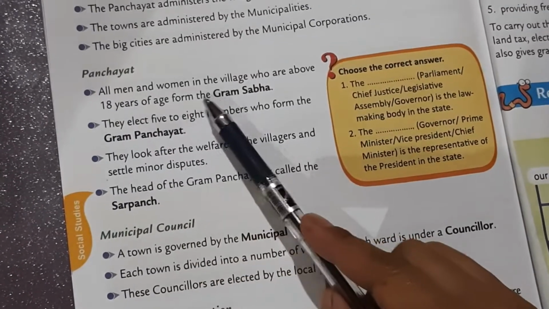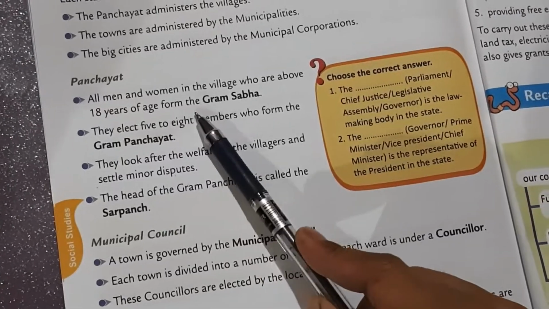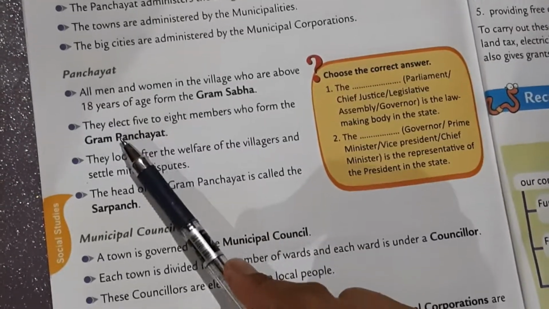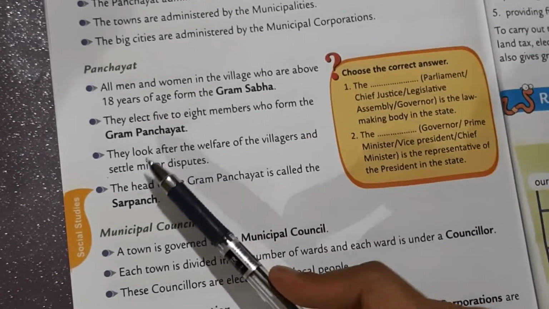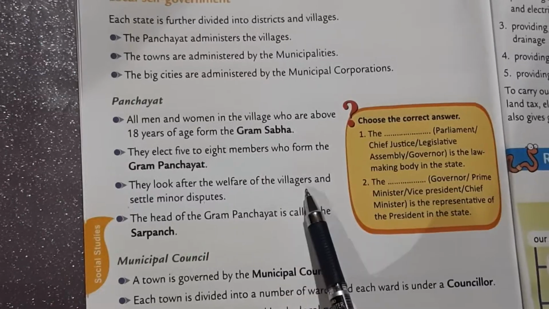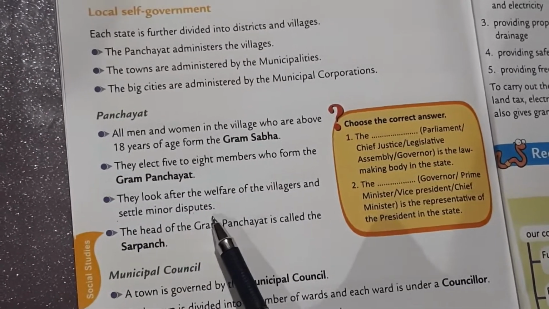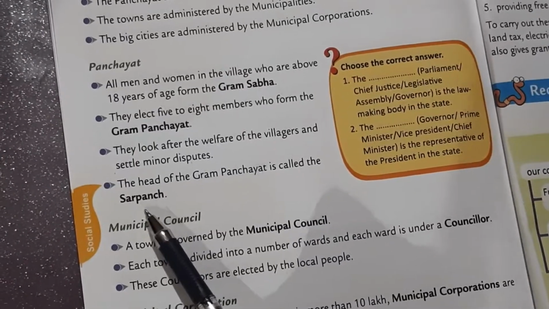All men and women in the village who are above 18 years of age form the Gram Sabha. They elect 5 to 8 members who form the Gram Panchayat. They look after the welfare of the villagers and settle minor disputes. The head of the Gram Panchayat is called the Sarpanch.